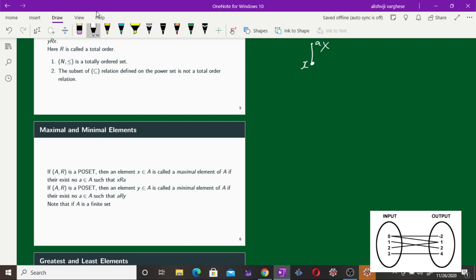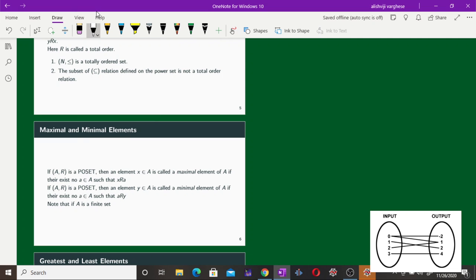And minimal element is just the opposite. If y is a minimal element, then it is said to be a minimal element if there exists no a belonging to capital A such that a is related to y. So if y is here, there is no a in A such that a is related to y. Such an a is not present. In that case, y is called a minimal element. If you think in terms of Hasse diagrams, they are the elements at the bottom end, and no element is related to that particular element.